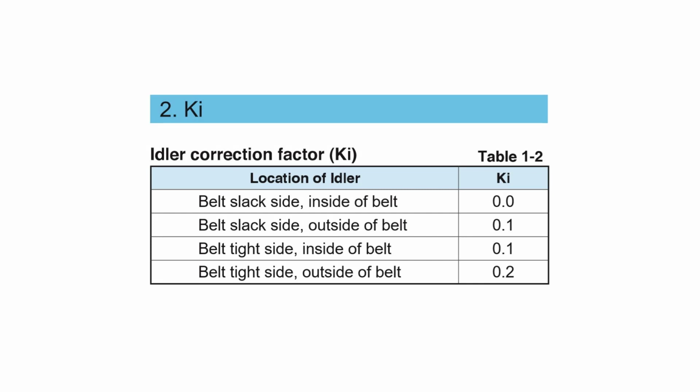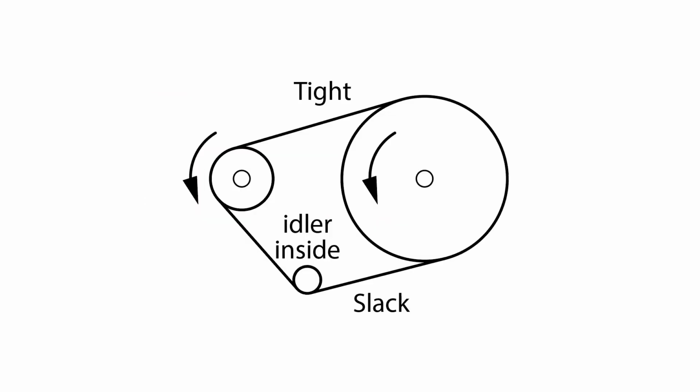If you look back at this table 1.2, we have 4 cases of idler to get our idler correction factor KI. The first case is belt slack side inside of belt. What does it mean? It means that the location of the idler is on the slack side of the pulley and belt, as shown here. In our case, it is at the bottom. It also means that the idler is inside of the belt, as shown in this image.